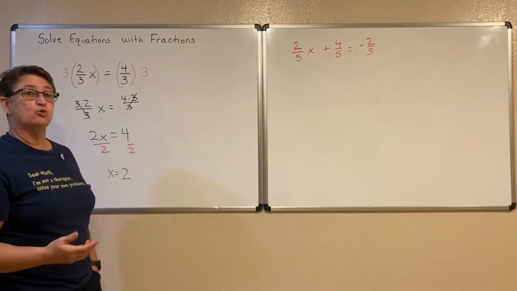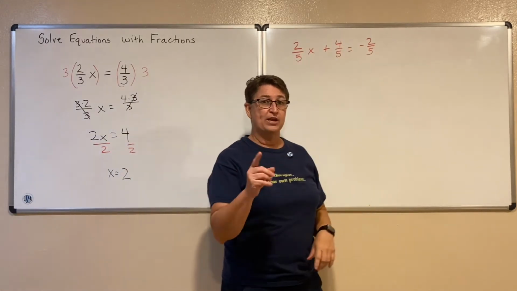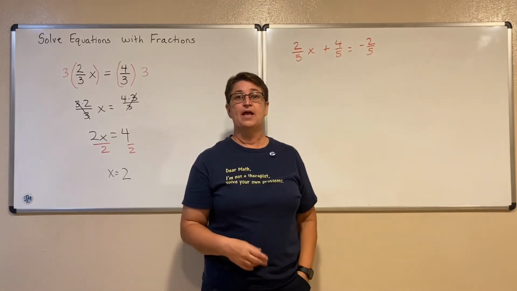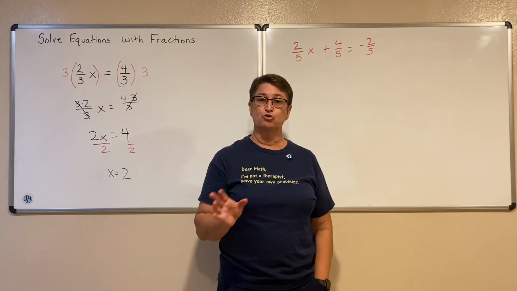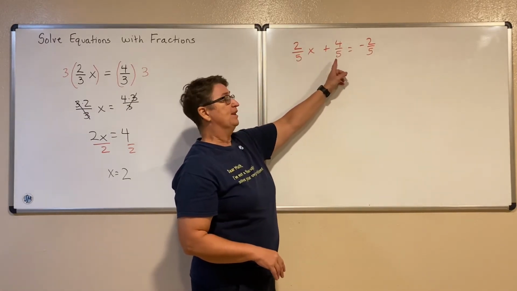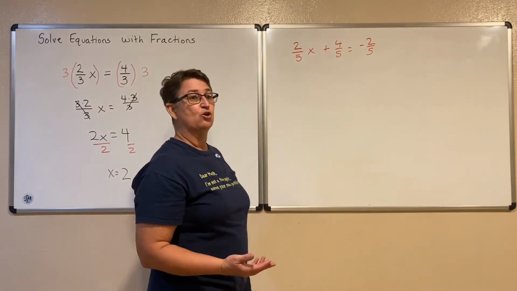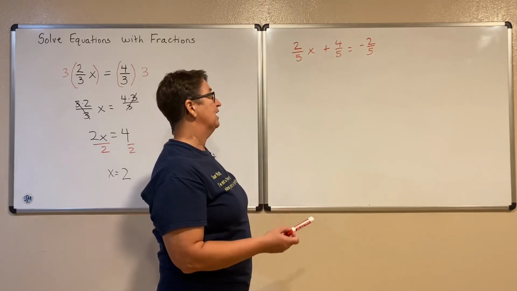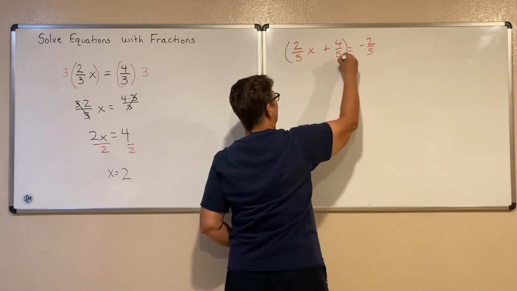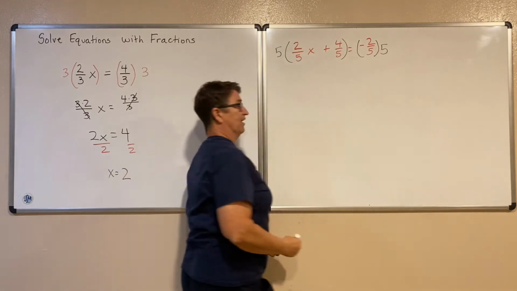So I'm going to multiply both sides of my equation by the same number to get rid of my fractions. And the way I'm going to choose that number to multiply both sides of my equation by is I'm going to look at the denominator. And in this case, my denominators for all of my fractions are 5. So I'm just going to multiply both sides by that 5. I'm going to multiply the left by 5, and I'm going to multiply the right by 5.